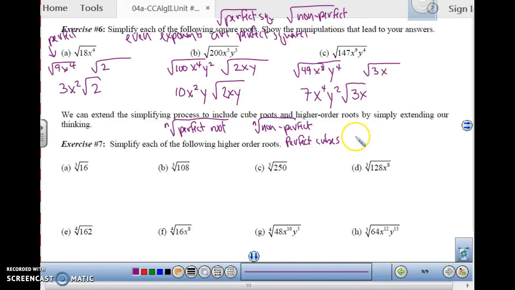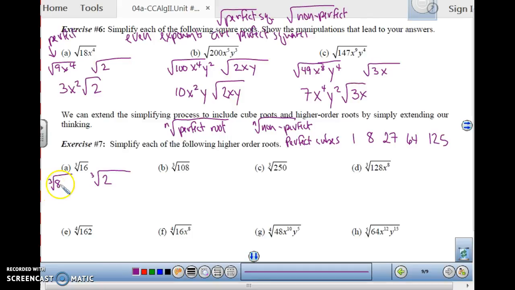All right, so 1 cubed would be 1. 2 cubed, 2 times 2 times 2 is 8. 3 cubed, 3 times 3 times 3 is 27. 4 cubed would be 4 times 4 times 4, which is 64. 5 cubed is 5 times 5 times 5, which is 125. So there's the first 5 perfect cubes. So that should give us a start. All right, so if I'm going to do the cube root of 16, I want perfect cubes and non-perfect cubes. Of these perfect cubes, which one goes into 16? It would be 8. 8 times 2.